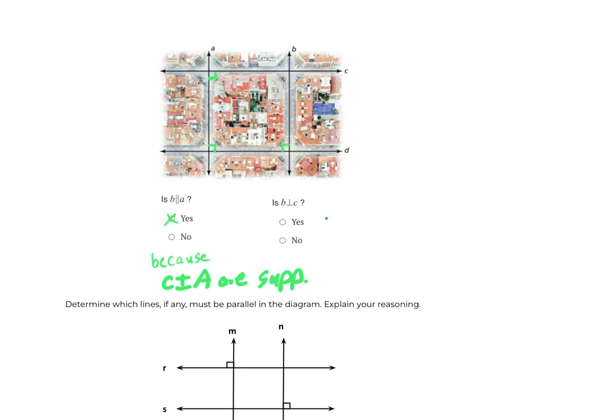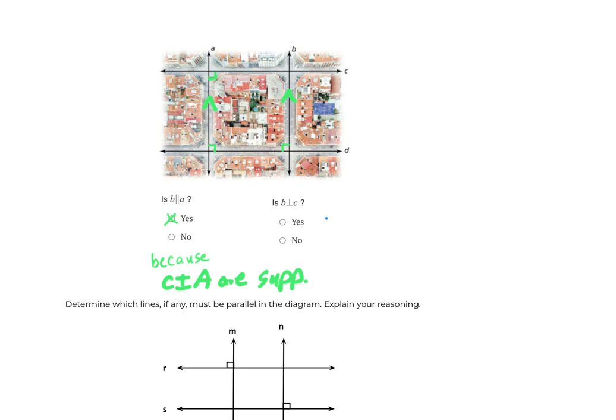Okay, what about, is B perpendicular to C? So what we now know is this: we just proved A and B are parallel. At the beginning we said we don't necessarily know that these are both going to be 90, because we don't know these two lines are parallel. But guess what we just proved? Those two lines are parallel, right?